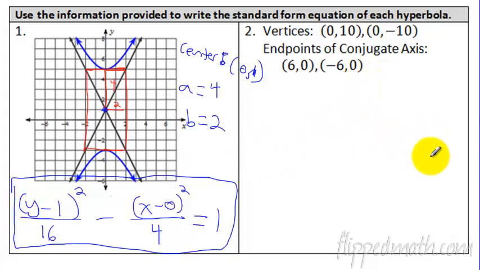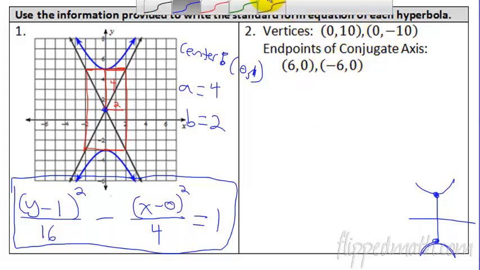Number 2, now we don't have a graph. So what I'm going to go do is down here in the corner is I'm just going to draw a quick little graph of what's going on. The vertices are at 0, 10, so somewhere up here, and 0, negative 10. So that means that this thing again is opening up and down. In fact, this problem is going to be pretty similar to number 1. And so we are going to need to find the center point. So where's halfway between, oh, wait, endpoints of conjugate axis.